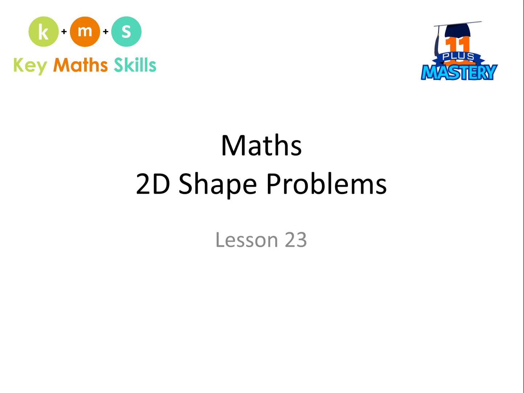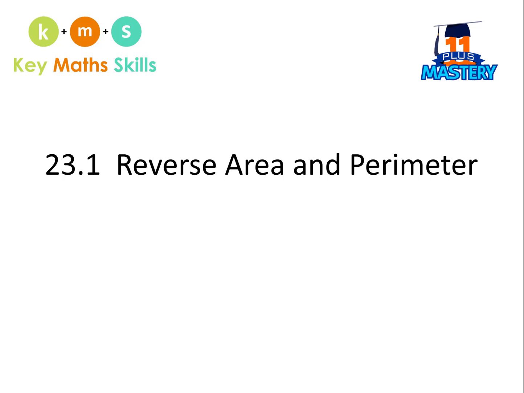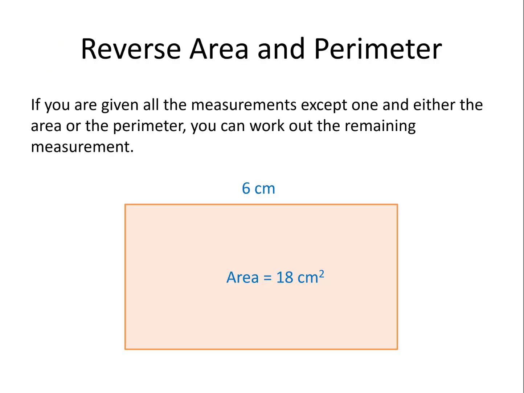Welcome to this maths video on 2D shape problems. We're going to start by looking at reverse area and perimeter. If you're given all the measurements except one, and either the area or the perimeter, you can work out the remaining measurement. For example, here I have a rectangle with a length of 6 centimeters, an area of 18, and I want to work out the width.